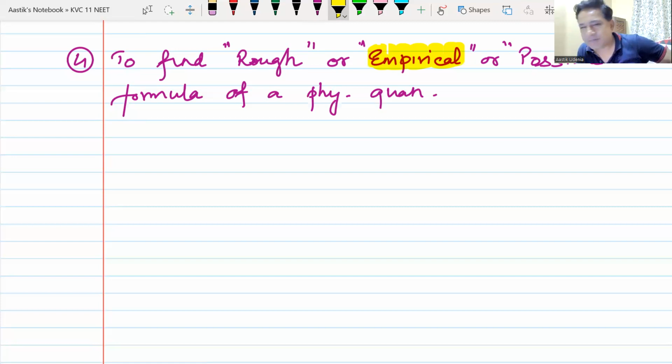You might have heard about empirical formula or general formula, as you call it, for a hydrocarbon: CnH2n plus 2, CnH2n, CnH2n minus 2. You put the value of n, and if you know the value of n, you get the actual formula. Similar to what we are going to do. Now, sometimes a question may come where what?